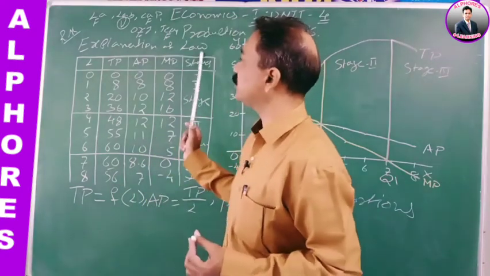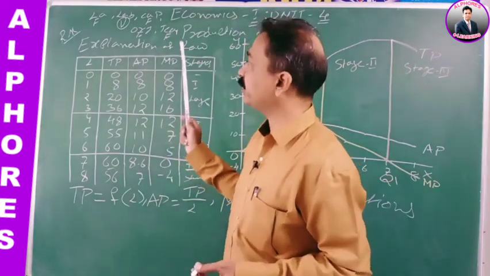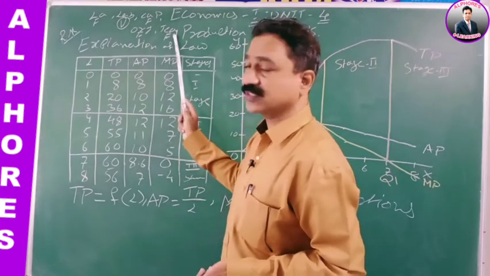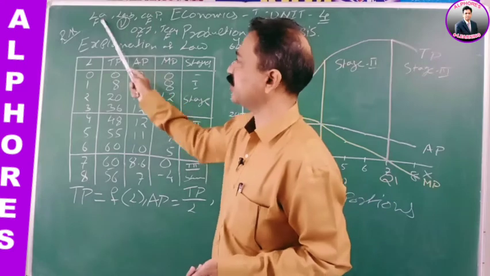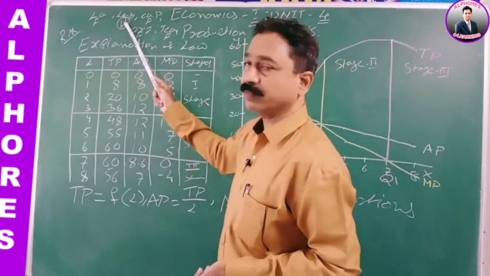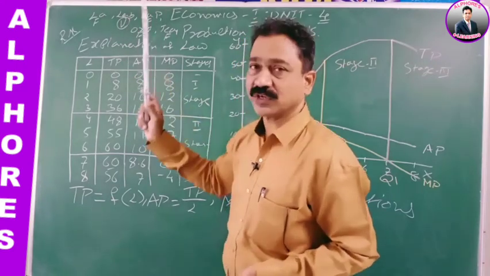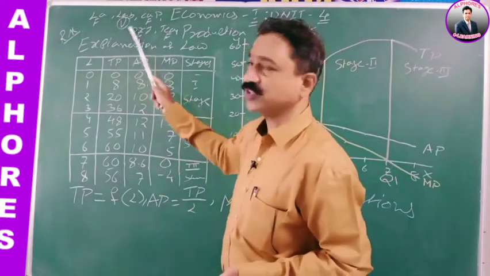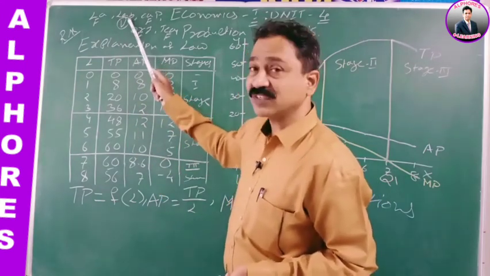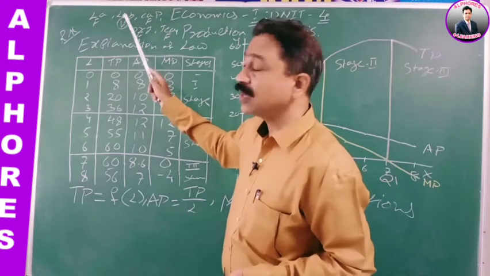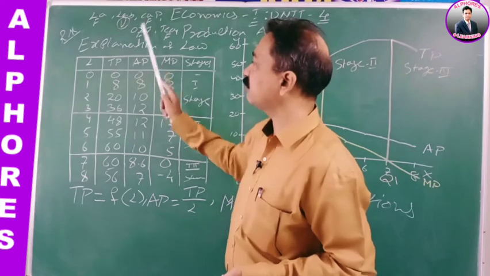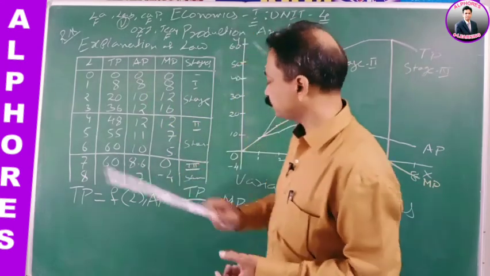First, explanation of the law. Already we completed why these factors are fixed in short period, because in short period we cannot change. Why this factor is variable? Because this can be changed. Why it is called variable proportions? Proportion of this variable we are changing. Proportion of only this variable is changing, which is possible to change. That only we are changing. Others are fixed.